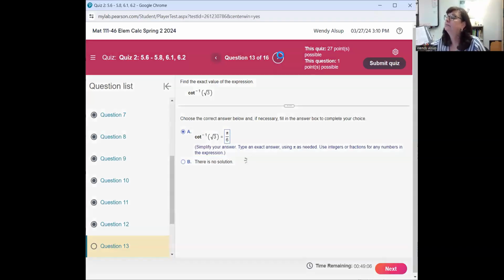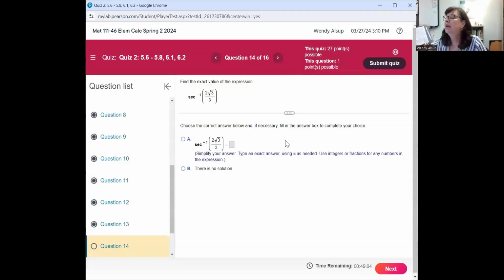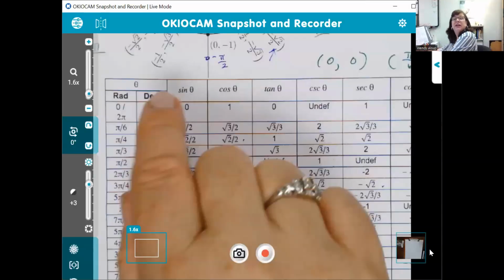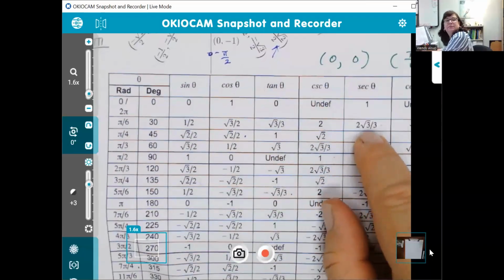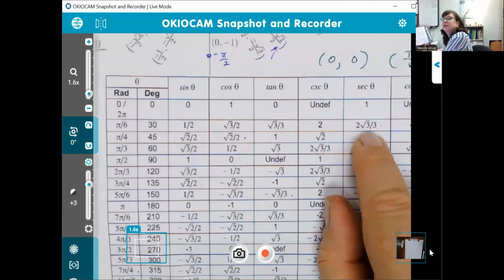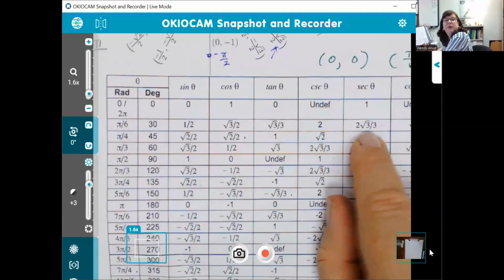Next. Inverse secant of 2√3 over 3. All right, secant, here we go. Looking for positive 2√3 over 3. Look, right there. Pi over 6 again. Inverse secant gives pi over 6.